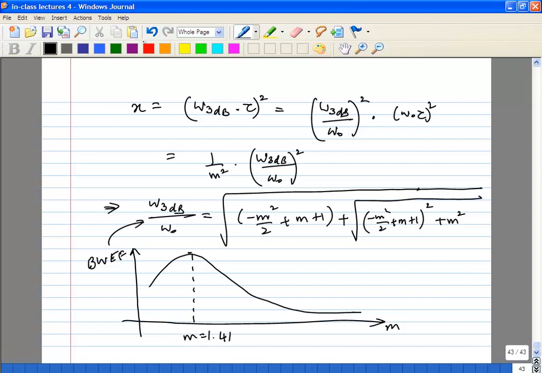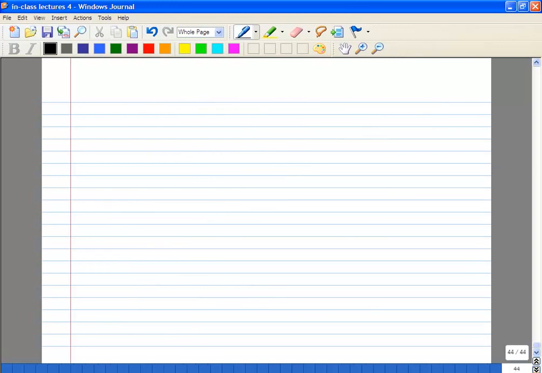So now let us say you put m equals root 2 and look at the gain response. You need to do that. First of all, before we do that, for m equals root 2, you need to find out what omega 3 dB over omega naught is. This happens to be 1.85. So in other words, your bandwidth extension factor is now 1.85.